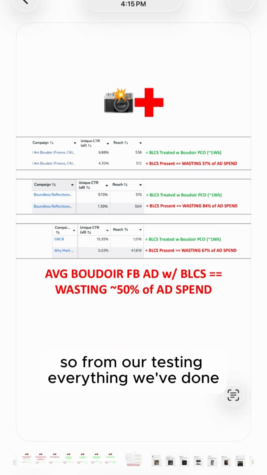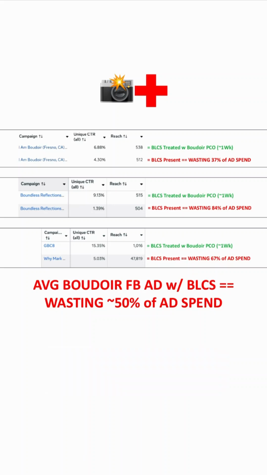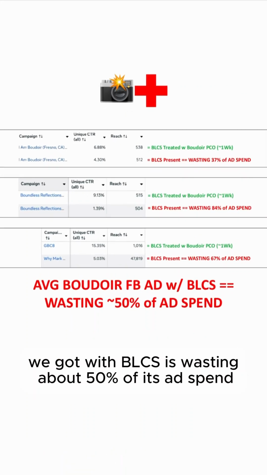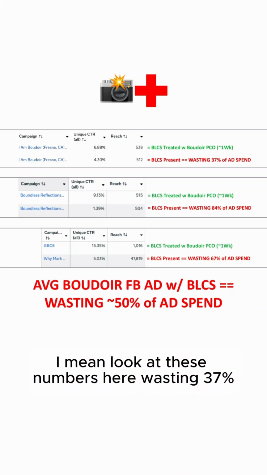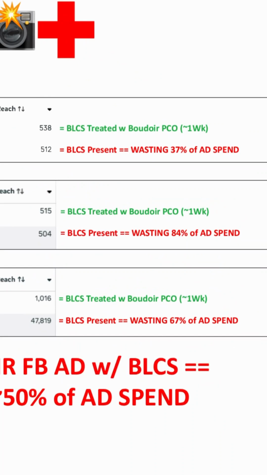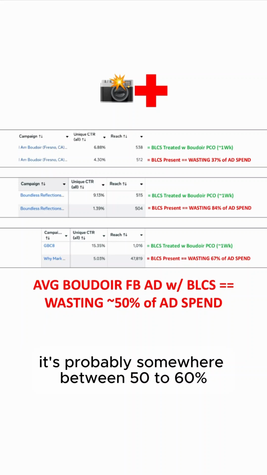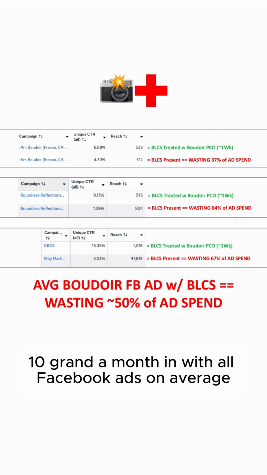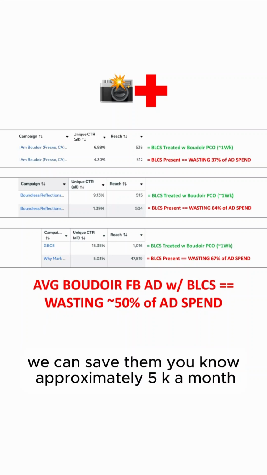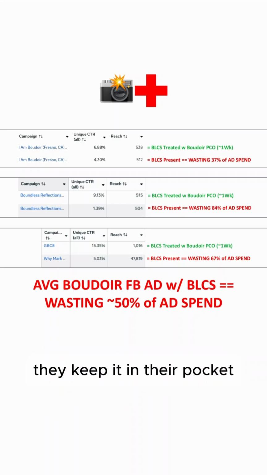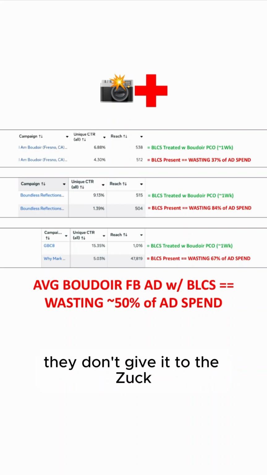So from our testing, everything we've done, all the data we've actually seen, the average Boudoir Facebook ad with BLCS is wasting about 50% of its ad spend. I mean, look at these numbers here. Wasting 37%, wasting 84%, wasting 67%. Average those up, it's probably somewhere between 50 to 60%. So if they're spending 10 grand a month in Boudoir Facebook ads on average, we can save them approximately 5K a month, 60K over the next 12 months that they simply don't have to spend anymore. They keep it in their pocket. They don't give it to the Zuck.